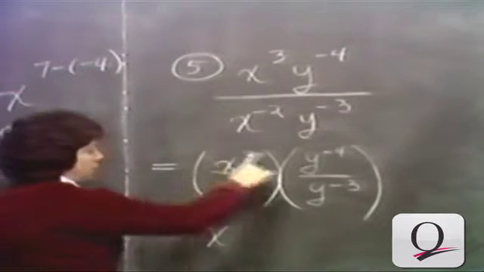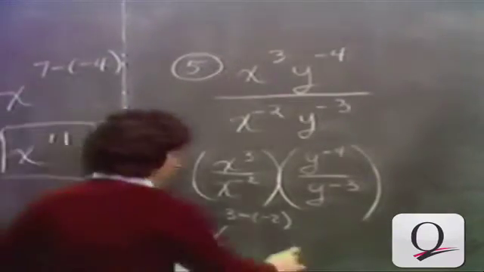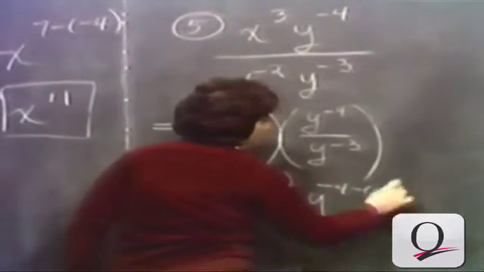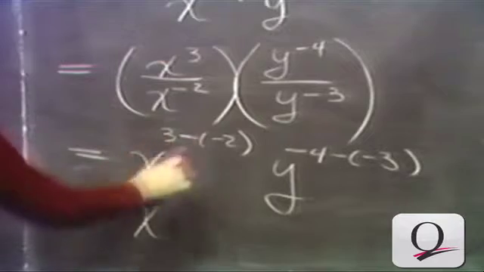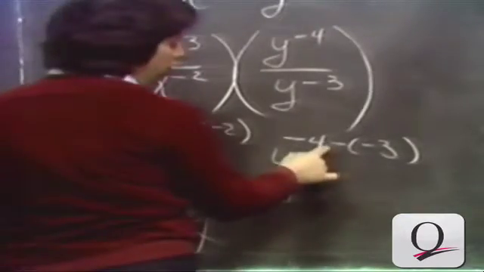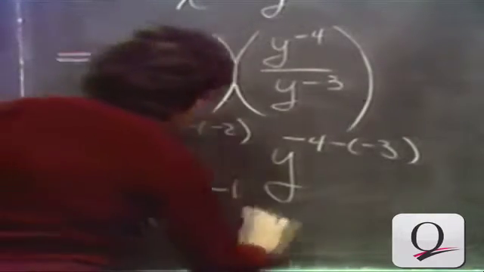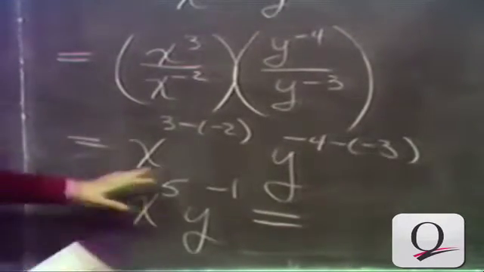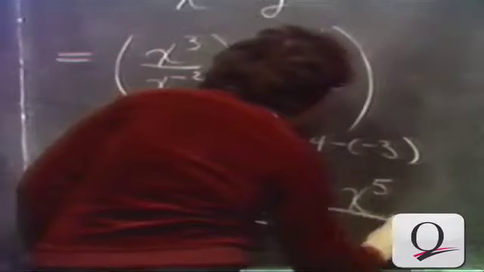So here, x to the a over x to the b is x to the a minus b. And here, the same thing, y to the a over y to the b is y to the a minus b. Minus 4 minus a minus 3. This gives us x to the 3 minus a minus 2, or 3 plus 2, or x to the 5th. Y to, let's see, minus 4 minus a minus 3 is minus 4 plus 3, which is minus 1. And we generally like to give our answers in problems involving exponents so that they only involve positive exponents. So we would rewrite this as x to the 5th over y.